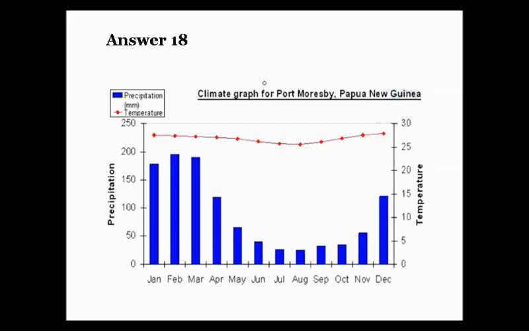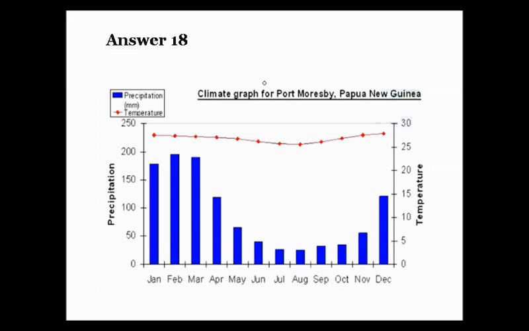The graph gives information about the temperature and precipitation in Port Moresby from January to December. To begin with, we can see that the temperature remained stable throughout the period, with the average being 28 degrees. According to the graph, the precipitation, however, fluctuated throughout the period.